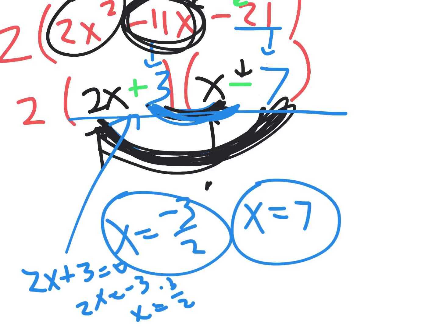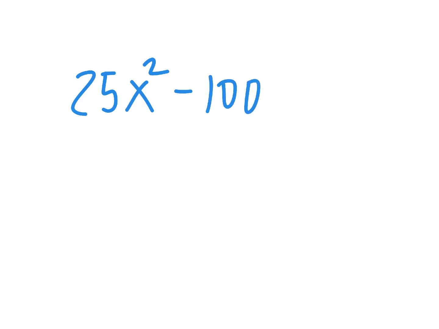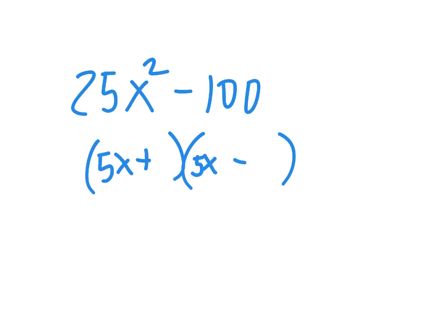Okay, here's another tough one. Just trying to get ready for the test. 25x squared minus 100. Factor. All right, so there are two kinds of kids right now. The one kind of kid who did it this way and went, oh, I like these. This is easy. 5x and 5x and plus and minus 10. Sweet. And they're done, and they're wrong.